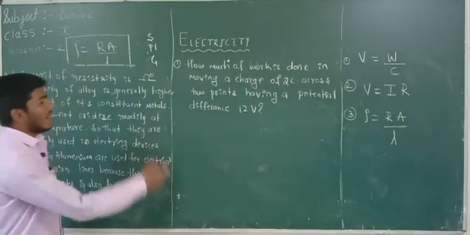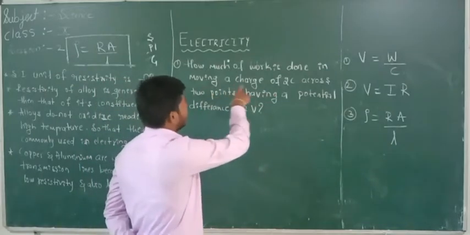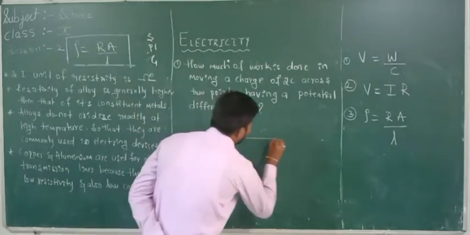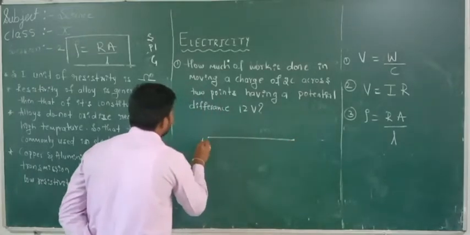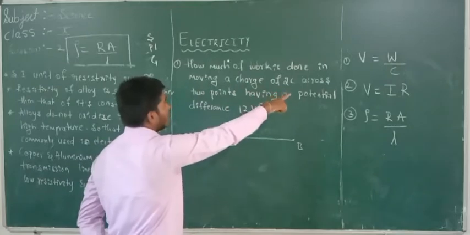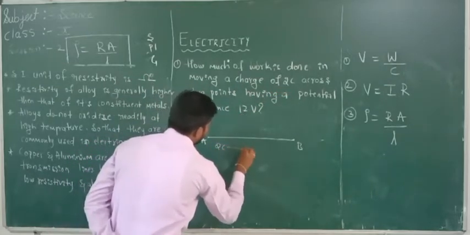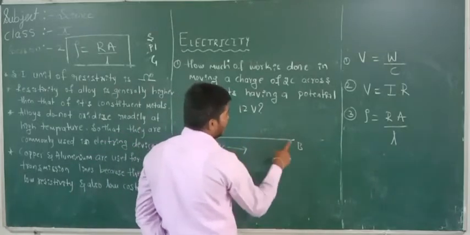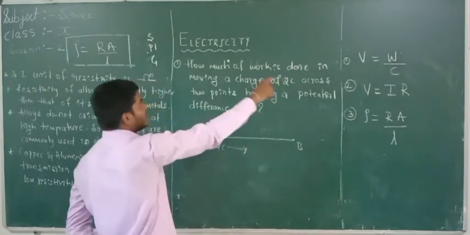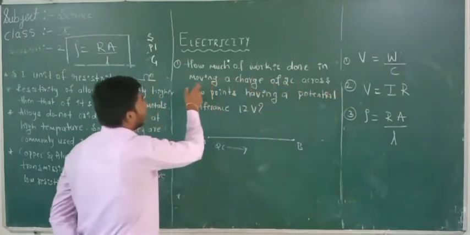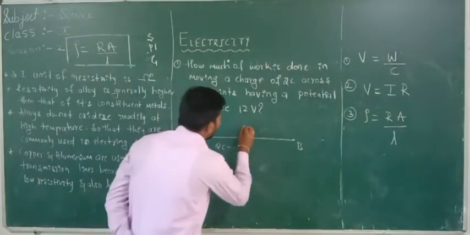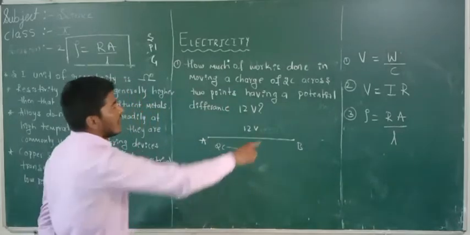See, once again look at the example. How much work is done in moving a charge of 2 coulomb across 2 points having a potential difference of 12 volt? Imagine that this is one conductor. We have to find out how much work is done to transfer a 2 coulomb charge from point A to B, that is work done W. The potential difference given is 12 volt.